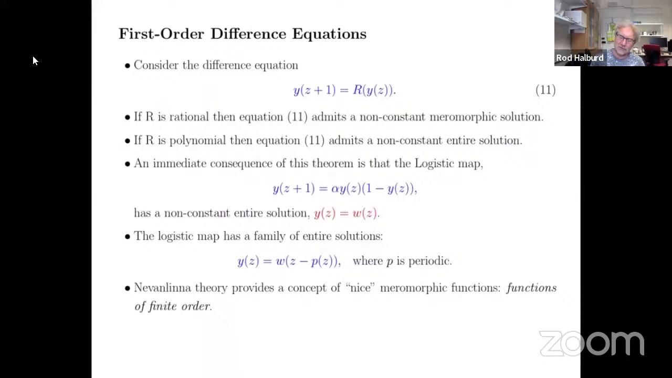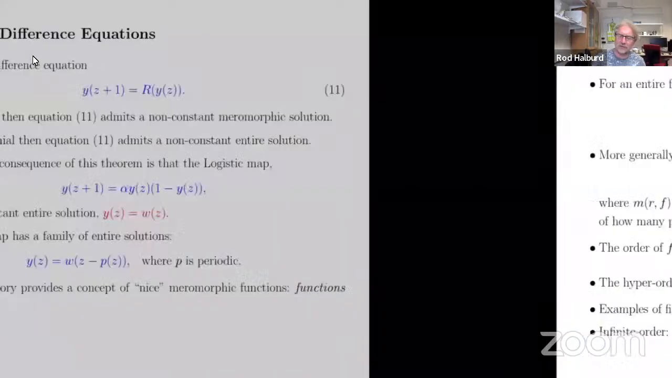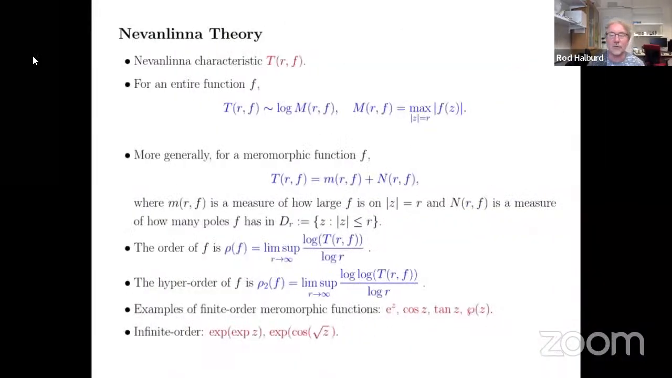So the natural concept is to restrict ourselves to nice meromorphic functions, and the natural characterization of a nice meromorphic function is that of finite order, coming from Nevanlinna theory. Don't worry, I'm not going to drown you in Nevanlinna theory. These are pretty much the only true Nevanlinna formulas that I'll be putting up here, and this is just to give you a very brief understanding of what it's about.